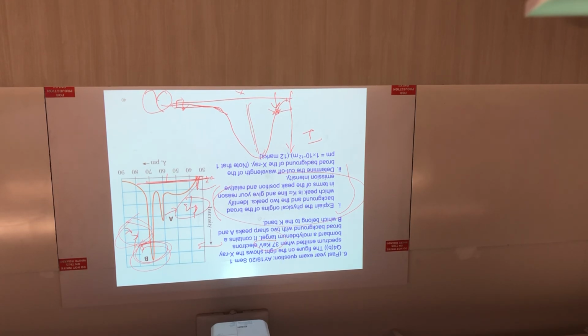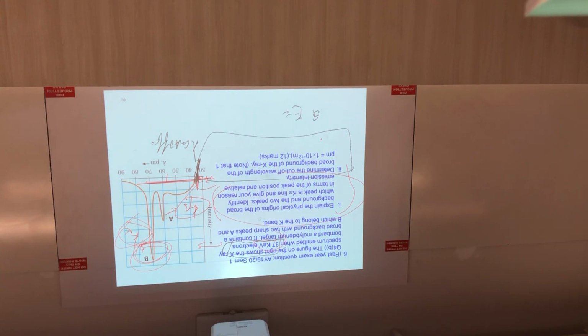Now, let's have a look at this second question. We want to determine the cutoff wavelength of the broad background of the X-ray. So our cutoff is here. This is our cutoff. And how are we going to determine this? Well, the incident electron kinetic energy is given as 37 kilo electron volts. Therefore, at the cutoff frequency, all of this kinetic energy is converted.